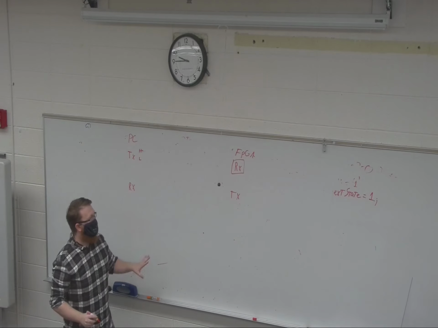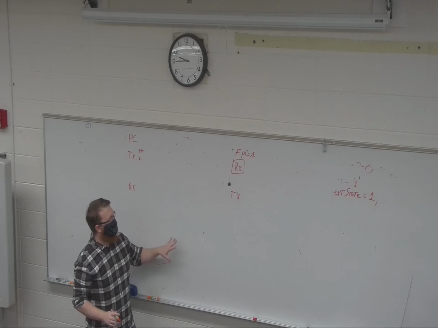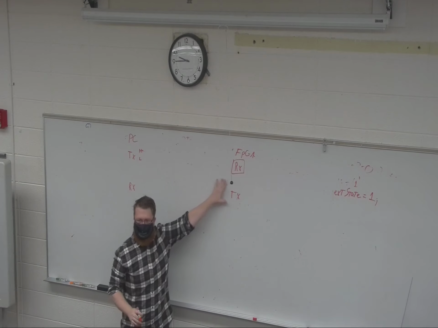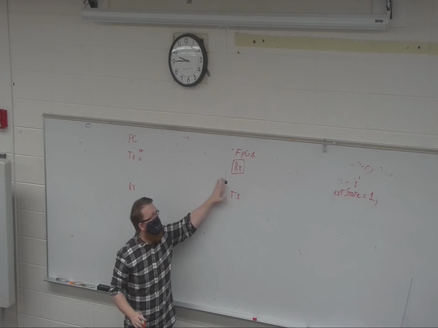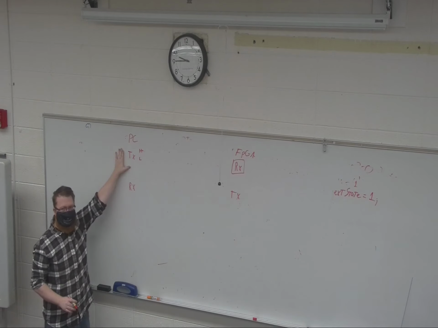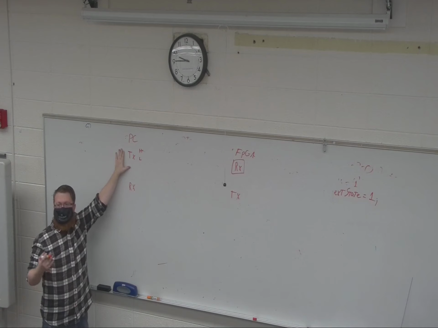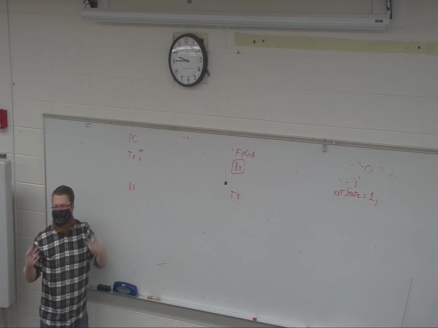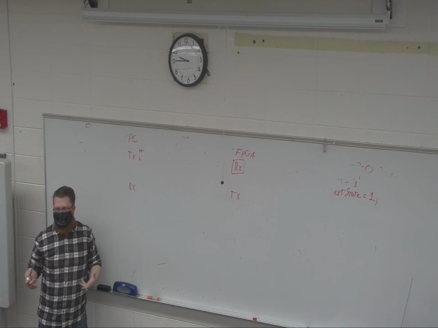Now, it's kind of interesting that the labs are laid out this way, because the transmitter is actually easier. But we're going to start with the receiver. So the PC is going to send data. This is what we call asynchronous, meaning there's no clock to it. So it needs to have an idea of when data is coming and what it's doing.